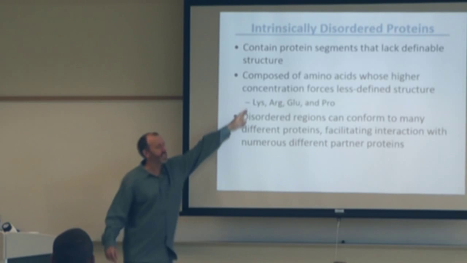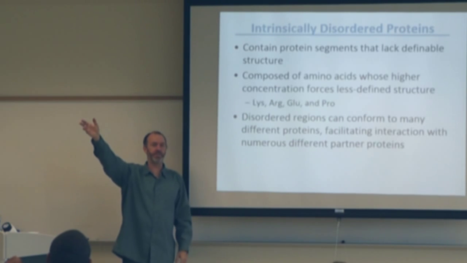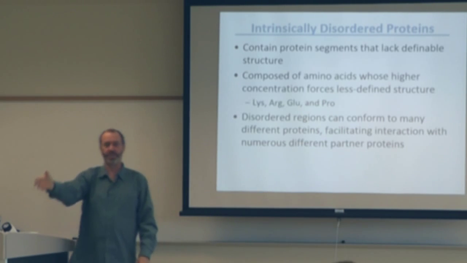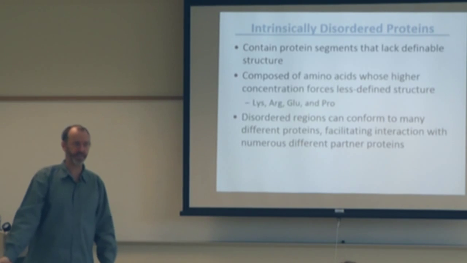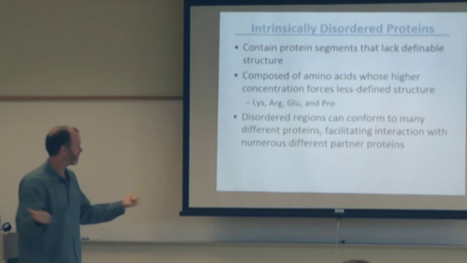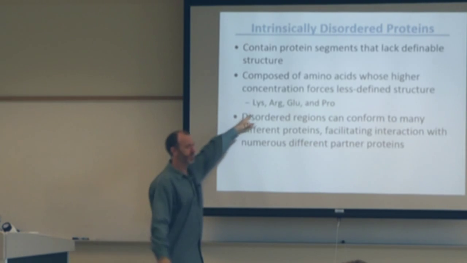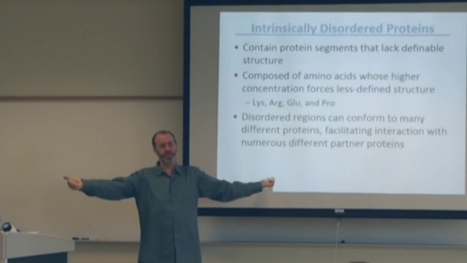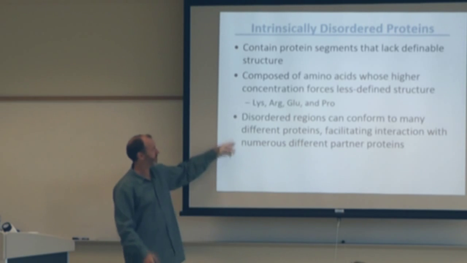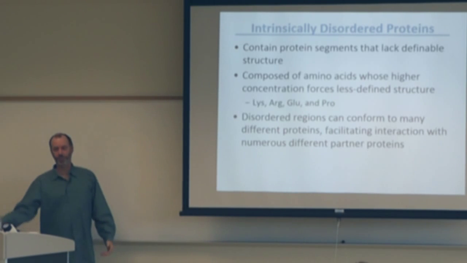So if you have a lot of lysines together on a chain, it's not going to readily form alpha helices or beta sheets, because you have all the same positive charge. If you guys remember, lysines are positively charged. Those positive charges are going to be repelled, right? They're not going to want to be together. So it'll cause it to be random.